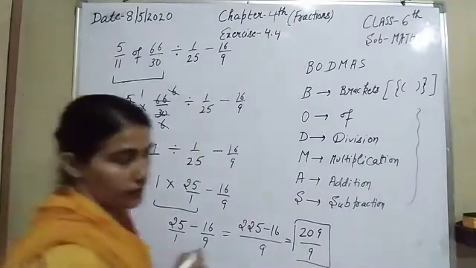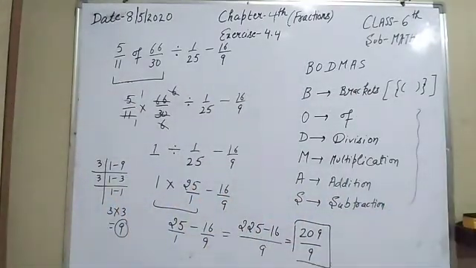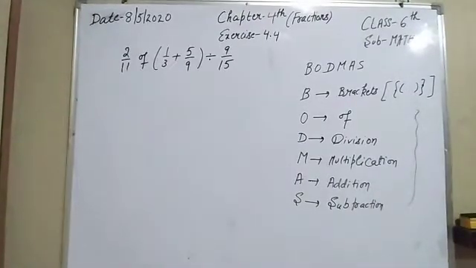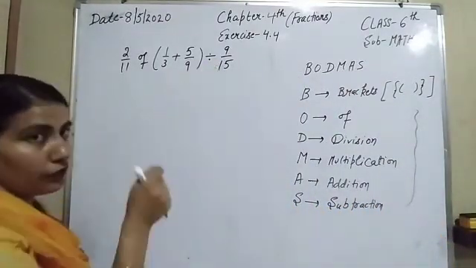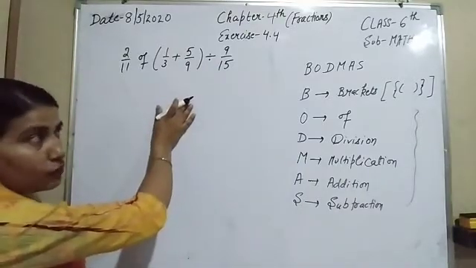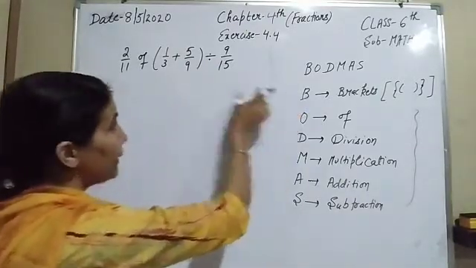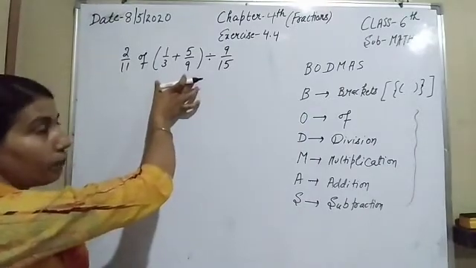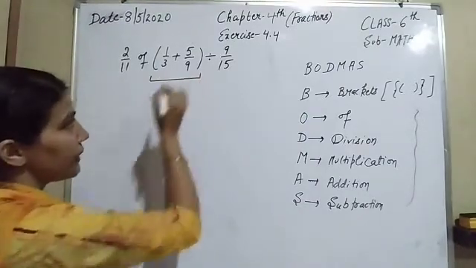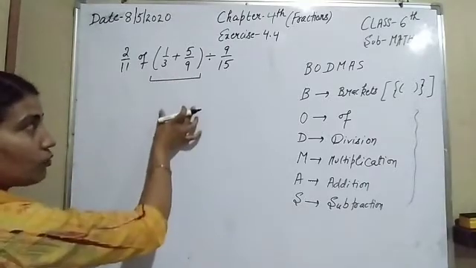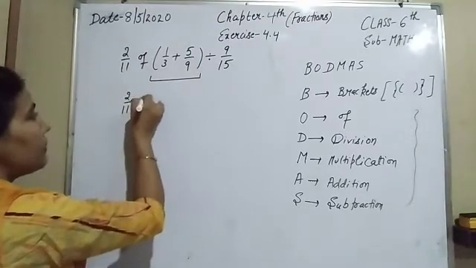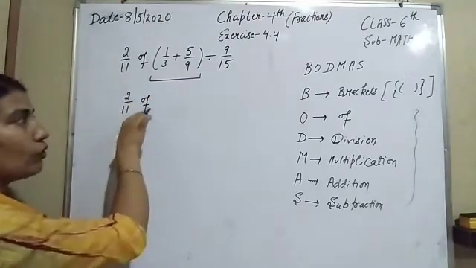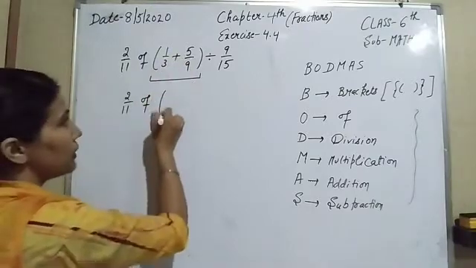Now come to the next question of this worksheet. We have to solve 2 by 11 of, 1 by 3 plus 5 by 9, divided by 9 by 15. According to the BODMAS rule, firstly we have to solve the bracket. In this question there is an open bracket. So firstly we have to solve this bracket part only. All others will remain the same. 2 by 11 of will be the same. Firstly we have to solve this bracket.